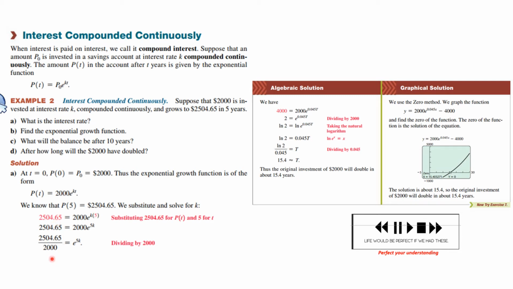Again, we can solve this algebraically by dividing both sides by 2000, taking the logarithms of both sides, and solving. We also can solve this graphically by graphing this side and graphing this side and seeing where they intersect. I encourage you to try this exercise to perfect your understanding.